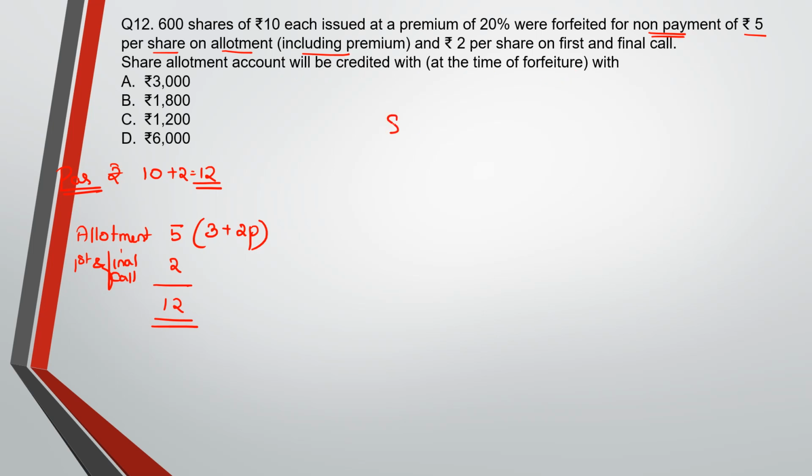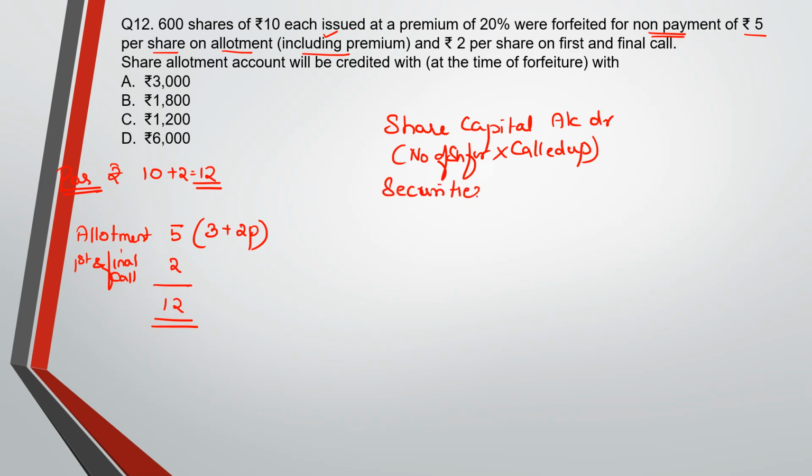So, the forfeiture entry is, we would debit the share capital account with the number of shares forfeited into the called up value. And in case securities premium has not been received, then that would be reversed. In this case, the failure was at the allotment stage and the premium has not been received. So here we can reverse securities premium reserve because it has not been received. So that would get reversed here.